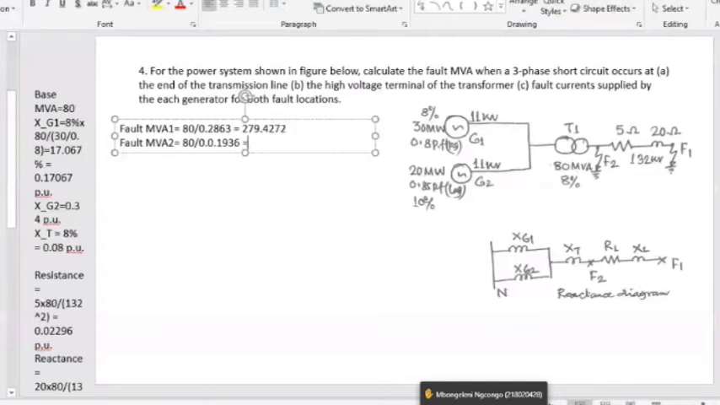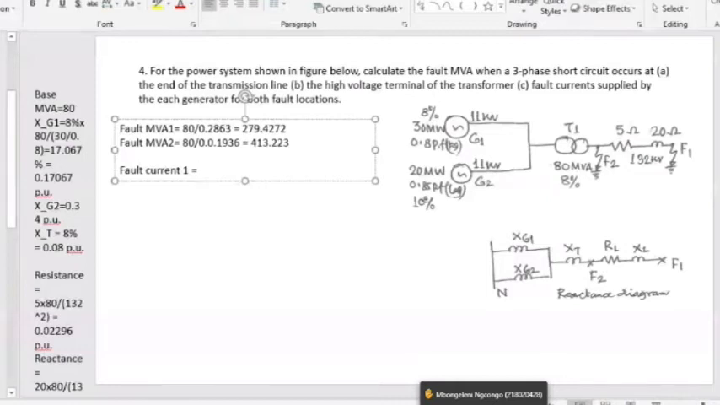Second one, fault MVA2. What's the answer for that one? 413.223. These two are correct answers. Now we have the fault MVA. We can calculate the fault current for the first one and then the second one. So fault current 1 will be what?